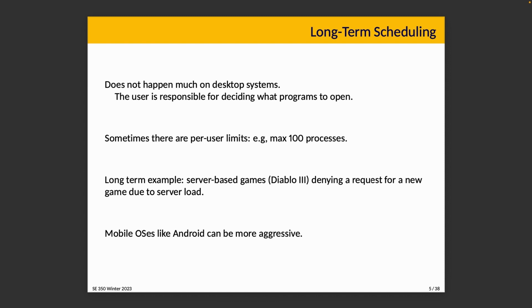But probably there are other games that are like this as well, that when you try to log into something on launch day or when a new expansion is released or something like that, you end up getting a bunch of error messages that say, no, sorry, not allowed, because some limit has been reached. That's most likely your most common experience with long-term scheduling. Mobile operating systems like Android can be a bit more aggressive about telling you they reach their limits than desktop ones. If memory is running low, Android can and will kill and suspend processes to make room for new ones.